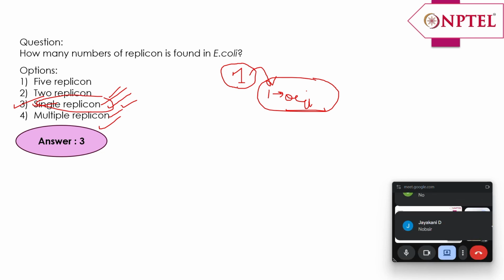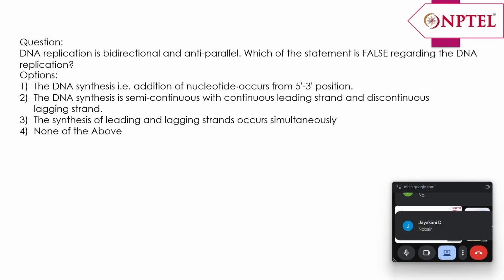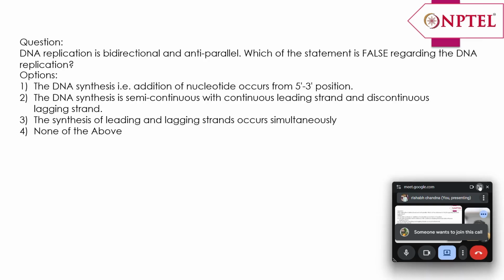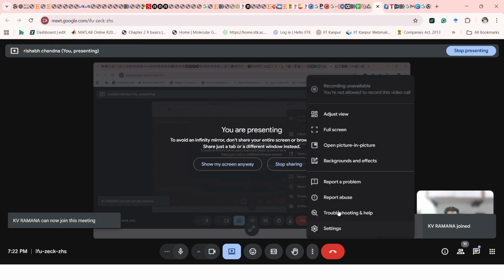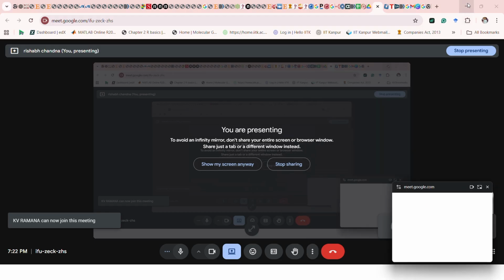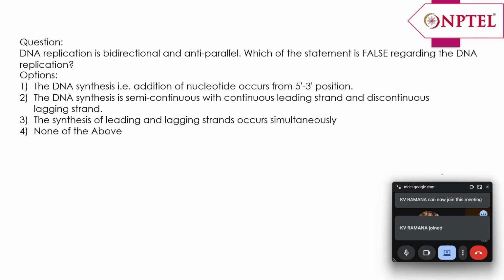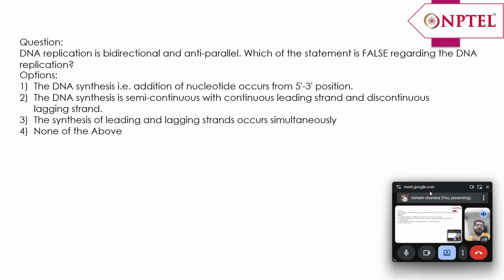Okay, so let's move on to the next question. DNA replication is bidirectional and anti-parallel. Which of the following statements regarding the DNA replication is false? So what can be the correct answer?